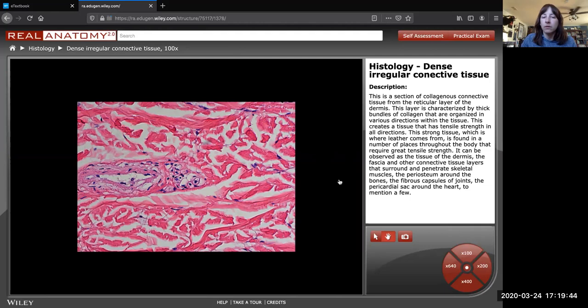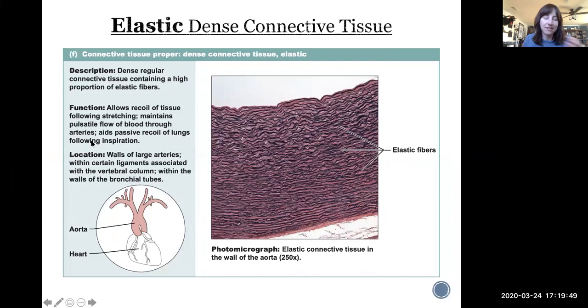Cool. All right. Finally, elastic dense connective tissue to wrap up our connective tissue proper.